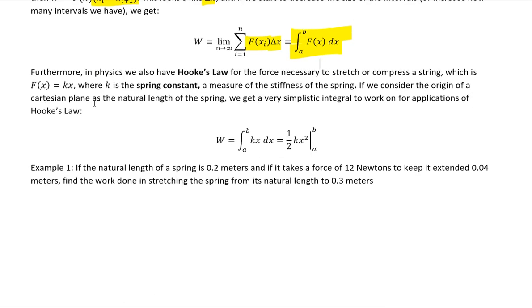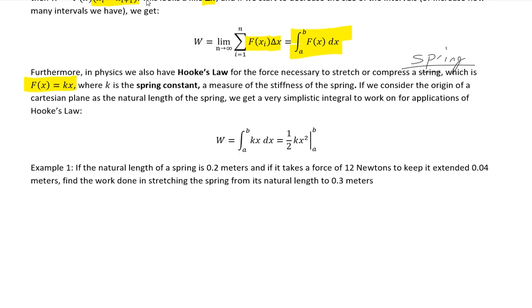To start off with the simple cases, we have what is called Hooke's law, which is going to be useful for finding the force necessary to stretch or compress a spring. I should say spring, rather, not string. Where we have F equals kx. That's all we need for the force for Hooke's law, where k is what is called the spring constant, or it's basically just how stiff the spring is, which is just a constant value.